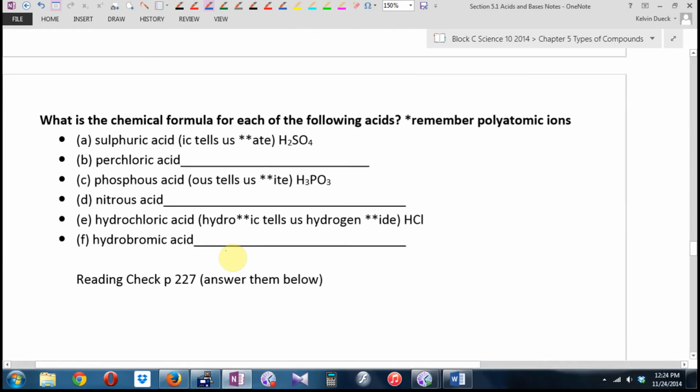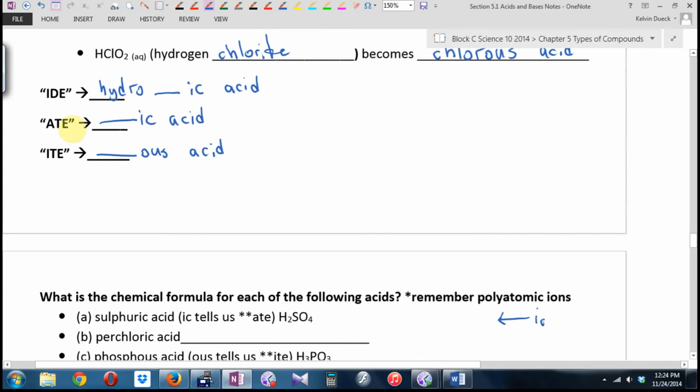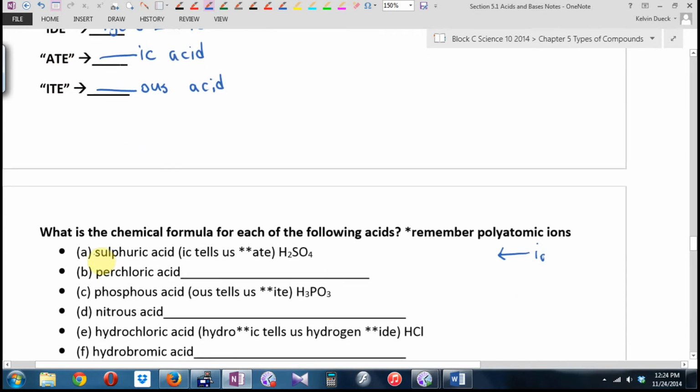What's the chemical formula for each of the following acids? Okay, so now you're going to want your pink periodic table. We're going to have to use the crisscross rule, and we're going to try and come up with the formula. So, sulfuric acid, what does it end in? Ic. If it ends in ic, what did it come from? It could have been ate. It could have been ide. Do they have a hydro in front of the word sulfuric? Then it must have been from an ate. This must have been hydrogen sulfate, H2SO4.